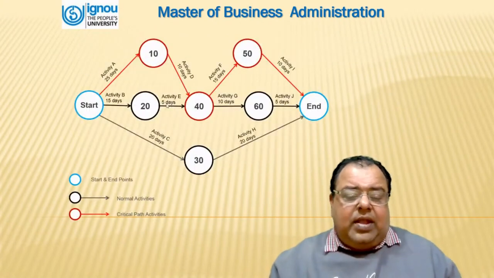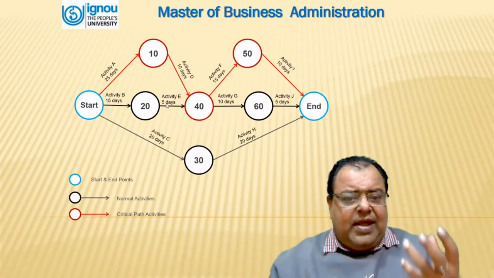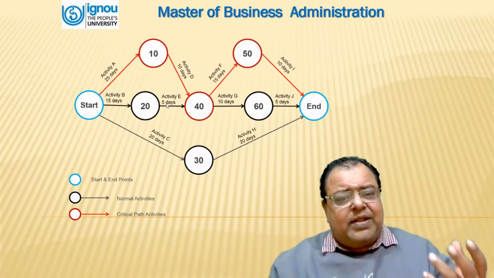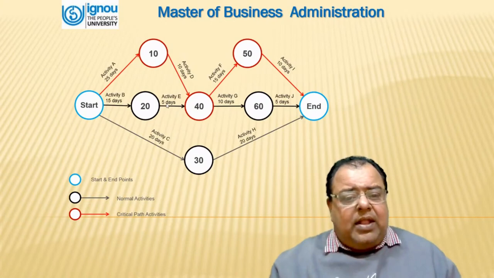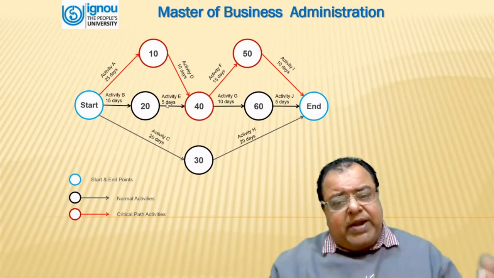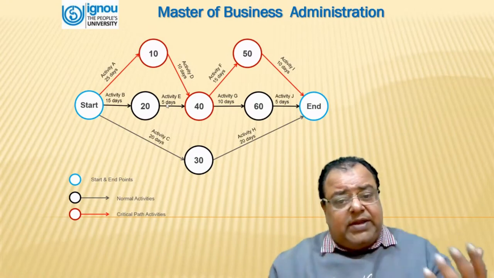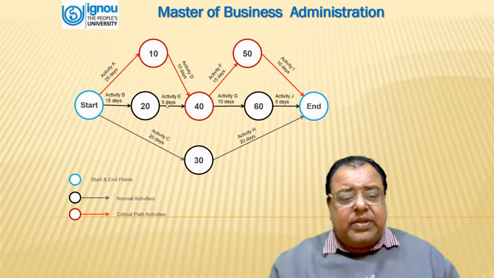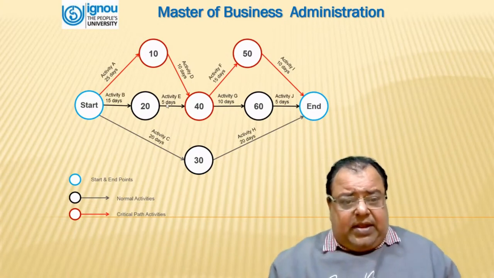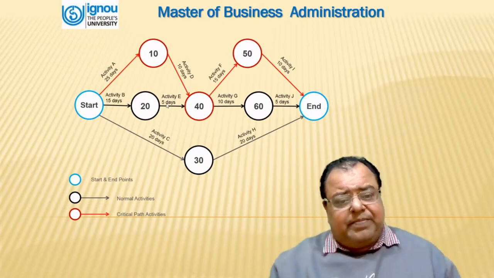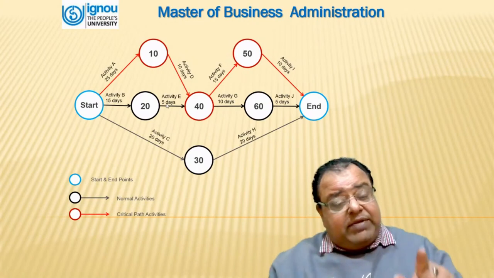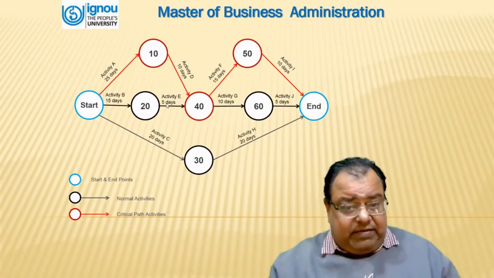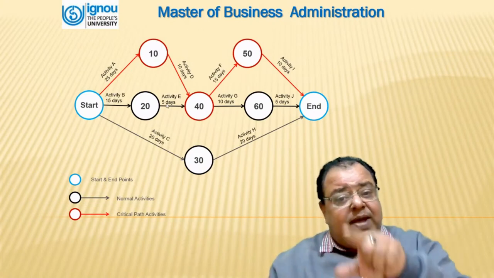Now, we can have a look at what we have studied till now. This is a basic example of how a critical path normally looks. Different activities were planned. We have a start point and we have an end point. Different activities are connected together with the help of this network diagram. The gray or black lines depict the normal activities, and the red path, these activities start, 10, 40, 50 and end, represents the critical path activities. That means the process will be followed by these activities.